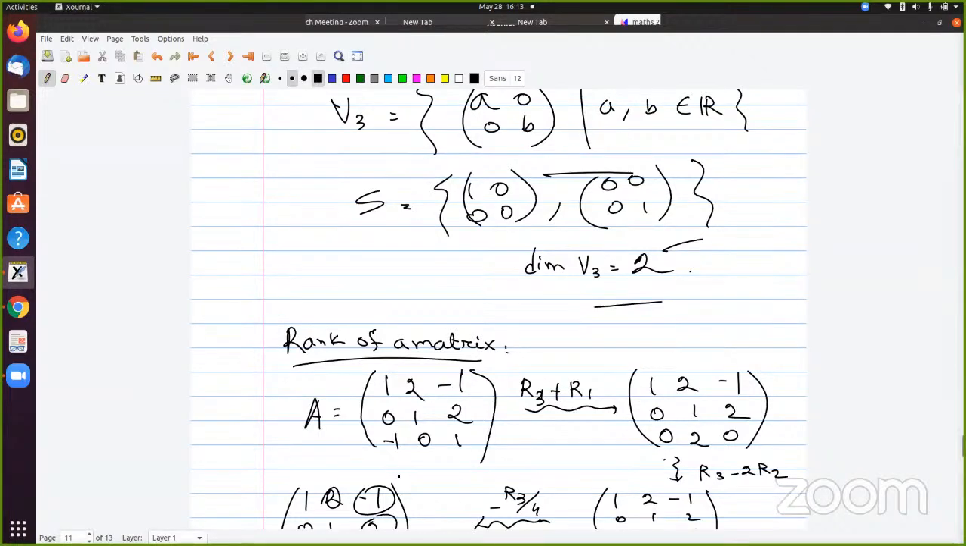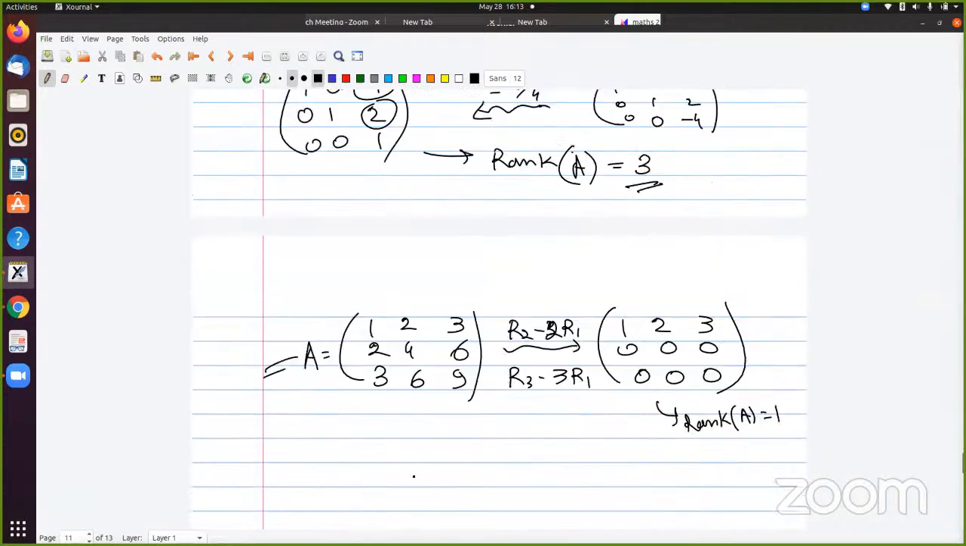Sir, for the last one, the rank of the matrix is 2 or 3, no, sir? How many non-zero rows are there? Non-zero rows, okay, 1. So that is the rank of the matrix. I am not talking about the rank of a vector space. Remember, these two are different.